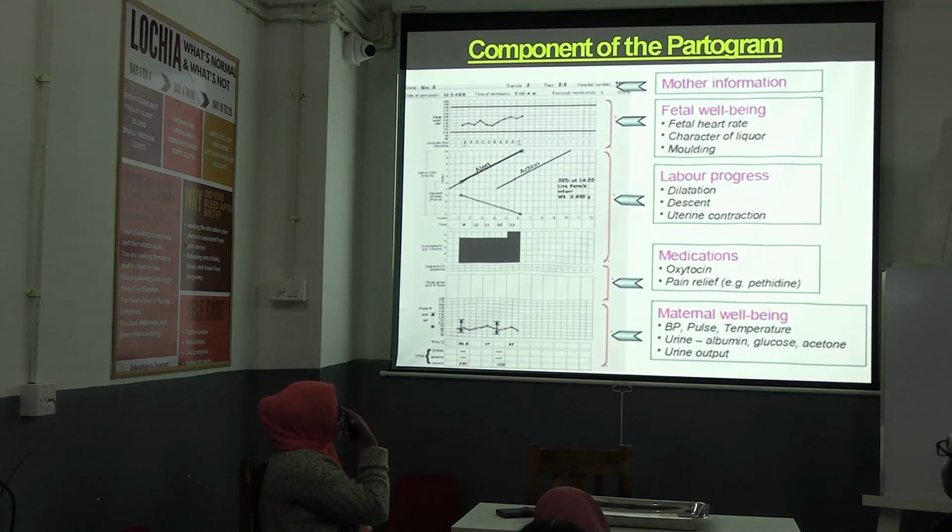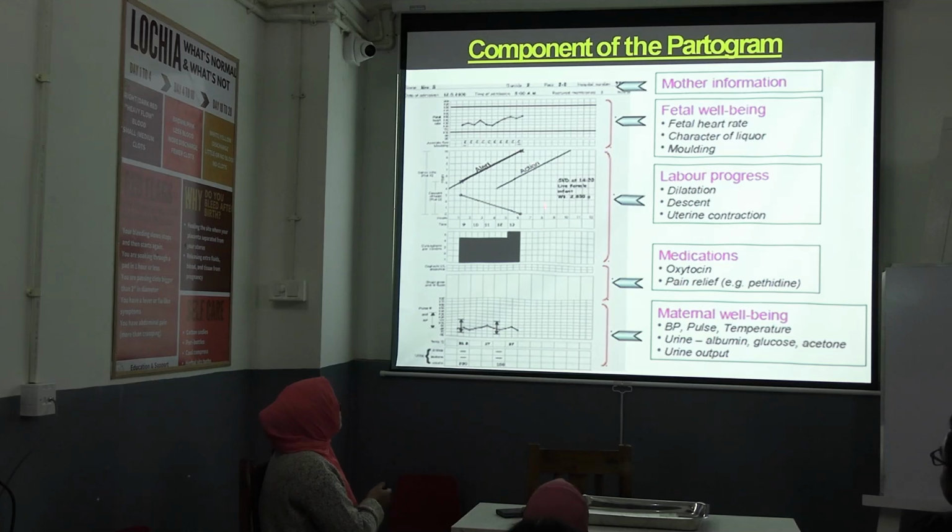So this is the modified partograph. On the upper part there is the mother information. In the second part there is the fetal well-being: fetal heart rate, amniotic fluid, the color of the amniotic fluid, and molding, whether it is present or absent, or what is the grading of the molding. And mother information: what is her gravida, primary or multi, what was the time of admission, and when the membranes ruptured. The time of rupture of membrane is very important. Here, rupture of membrane is written.